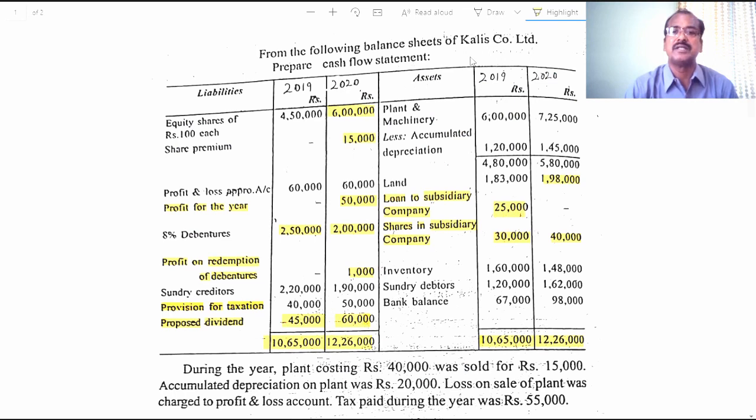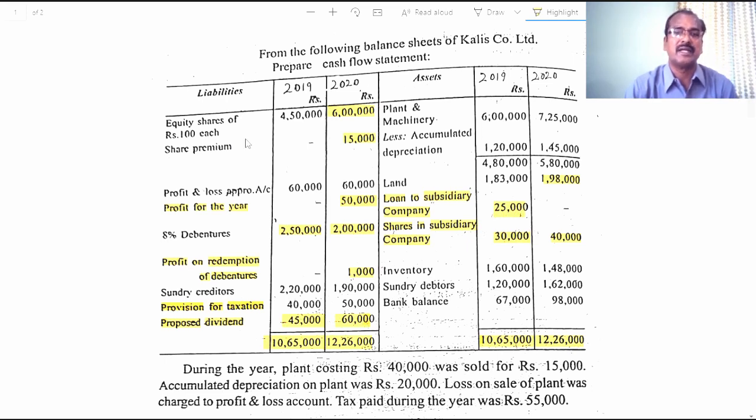From the following balance sheets of Collins Company Limited, prepare cash flow statement. The balance sheets are given for 2 years. The first year is 2019 and the second year is 2020. Therefore, the current year in this problem is 2020.